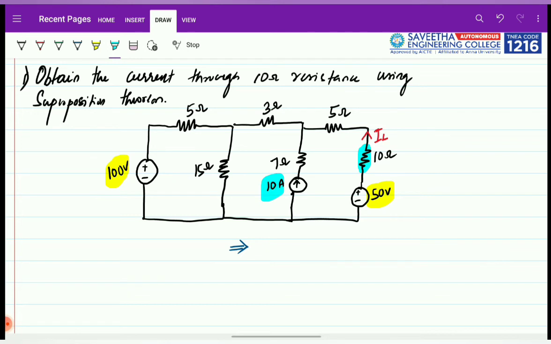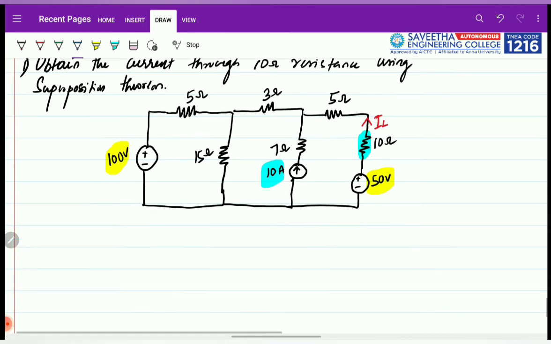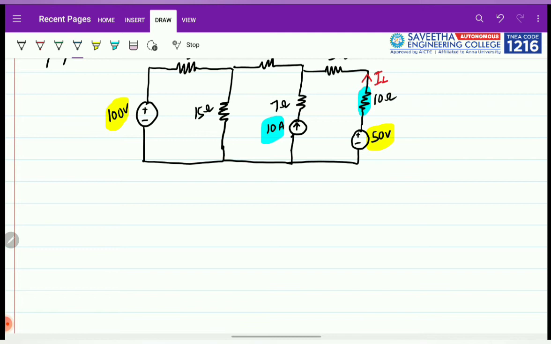Whenever I solve this problem, I will now have three different circuits. In each circuit we will have only one source at a time, which means I will zero the other sources. I hope you remember that in the previous lecture I told you how to make the sources zero. I will just repeat it if you cannot remember. We have two kinds of sources, the voltage source and the current source.